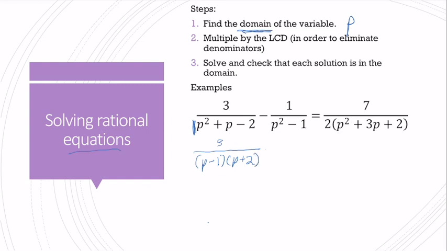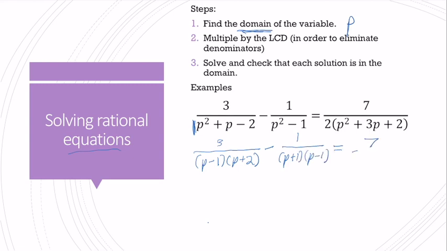Next, I have 1 over p squared minus 1. Now, p squared is a perfect square, and so is 1, because 1 times 1 is 1. Because this is a sum and difference of two squares, from our rule we learned in section 5.3, I can write this as p plus 1 times p minus 1.